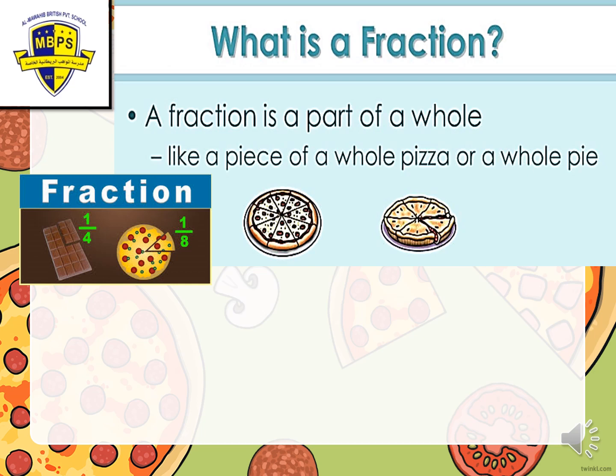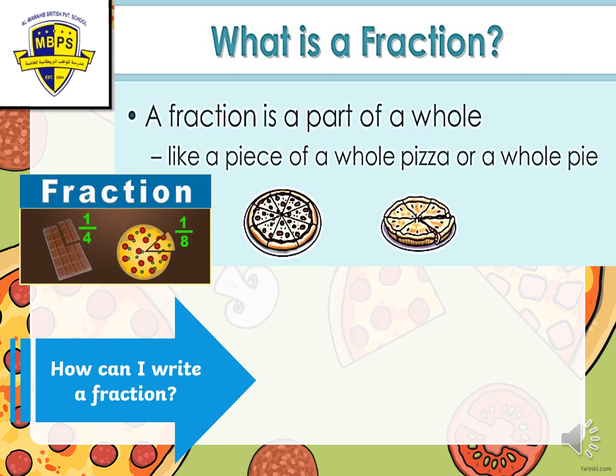See how we write it? I write 1, then I put a line, then down I write 4, and I read it like 1/4 or one quarter. What about the pizza? I write 1 and I put a line and then I write down 8, which I can read it like 1/8 or one eighth. So how can I write a fraction?